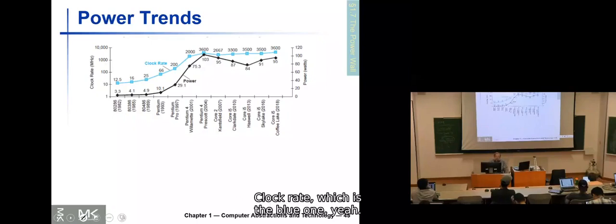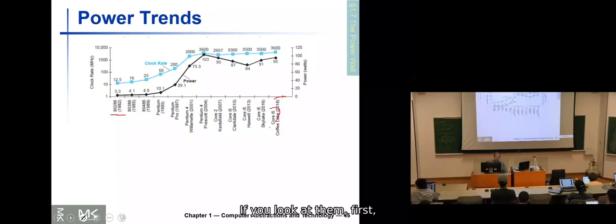There are two things here: clock rate, which is the blue one, and the power, which is the black one. And it is about 1982 to 2018, around 30 years. And it will show us the different generations of Intel processor. It started from 8086 to Core i5 in 2018.